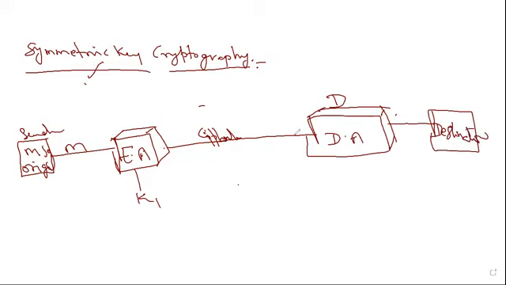Suppose you name the original message as plaintext P and the converted message as ciphertext C. Then that ciphertext is received by the receiver and he restores the original message P. So this is the general scenario.